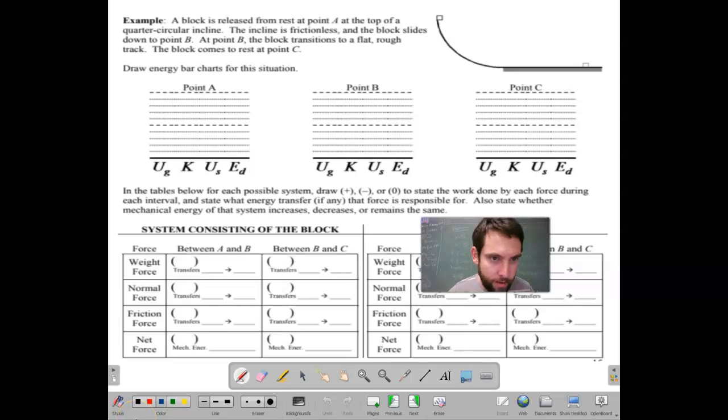Here we have a block that's released from rest at point A. Well, where in the world is point A? Let's add in point A here. Point A is going to be right here, right there at the top.